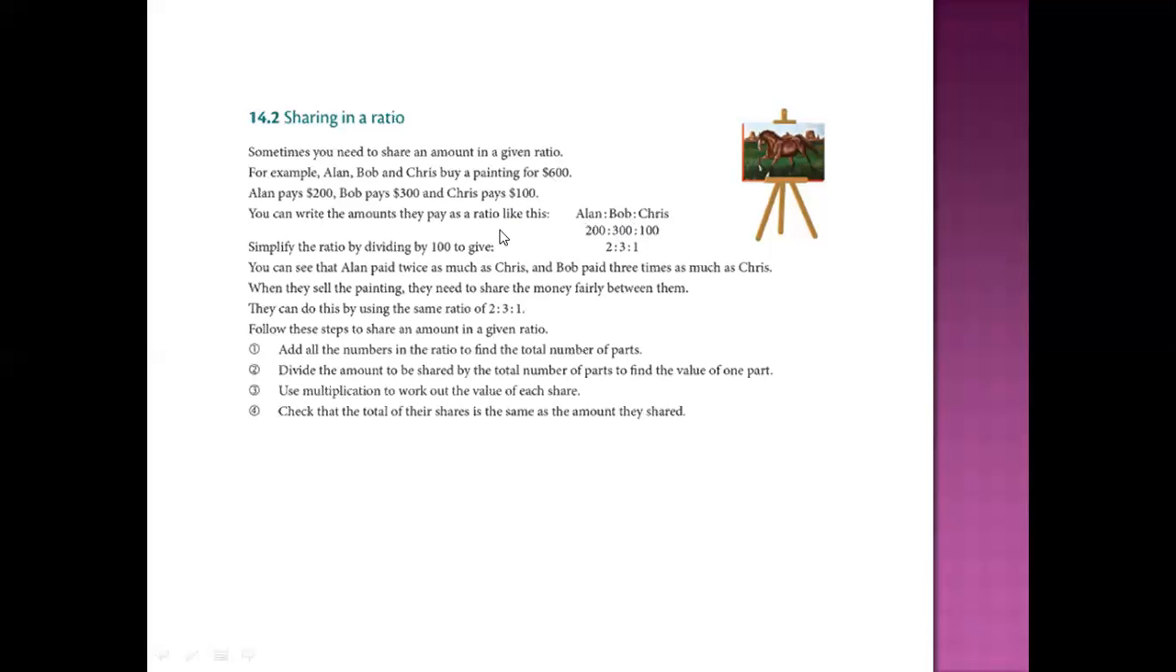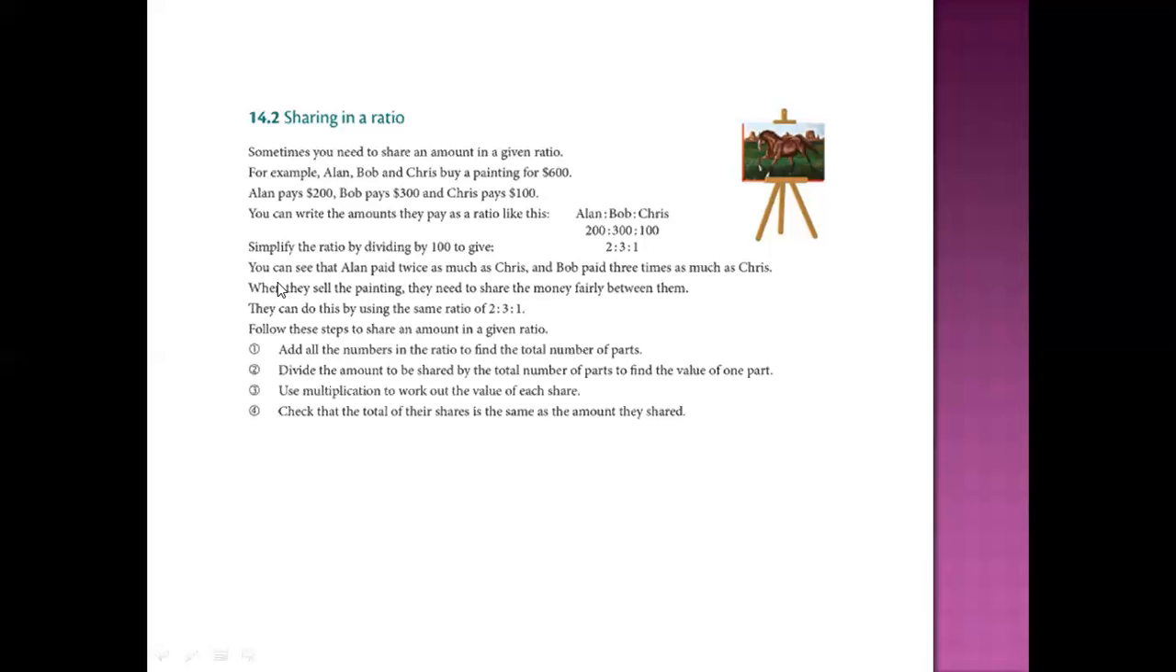At the same time, you will get the ratio of these amounts, 2, 3, 1. How can you find it? Because the highest common factor of the three numbers, 200, 300, and 100, is exactly 100. When you divide each number by 100, you get 2, 3, and 1. Simplify the ratio by dividing by 100 to give 2, 3, 1.